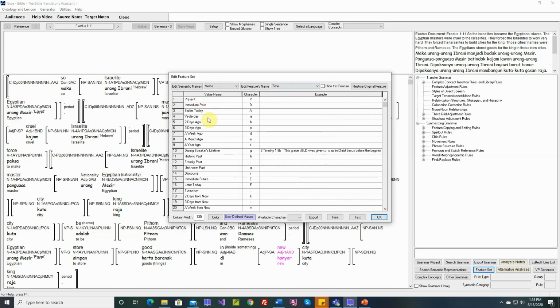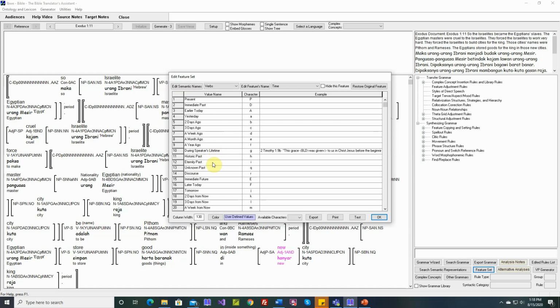Then we have multiple degrees of past tense. Immediate past, earlier today, yesterday, 2 days ago, 3 days ago, etc., etc. During speaker's lifetime. Historic past, eternity past, unknown past. No language makes all of those distinctions. We looked at a wide variety of grammars when we set up the system, and we had to draw our lines more precisely than any language out there. So these are the categories that we came up with.